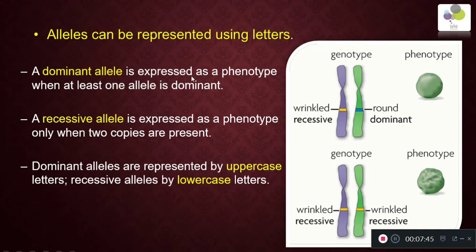The dominant is expressed as a phenotype when at least one allele is dominant. But a recessive allele is expressed as a phenotype only when two copies are present. Two copies of what? Yes, two copies of recessive alleles. Dominant is represented by an uppercase letter, and recessive is represented by a lowercase letter.